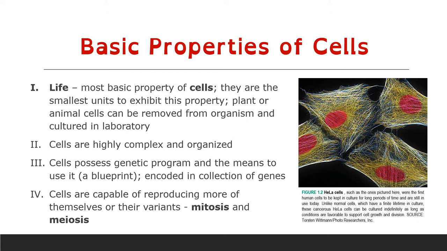So basically, cells have what you call organelles, that help when it comes to processing different activities inside the cell, which are very, very useful when it comes to, of course, the growth and development of a certain organism. Okay, so the third property would be, cells possess a genetic program and the means to use it as a blueprint.